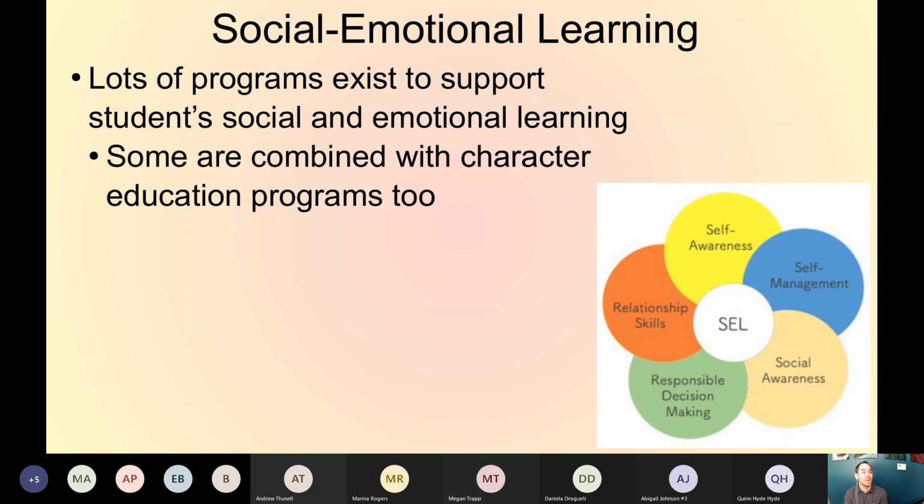So there are a lot of socio-emotional learning programs. Not all of them are good. So let's talk about some aspects to look for to see which ones are good and which ones are not. Here are the five key components that they're trying to work on for socio-emotional learning: self-management, social awareness, responsible decision-making, relationship skills, and self-awareness.